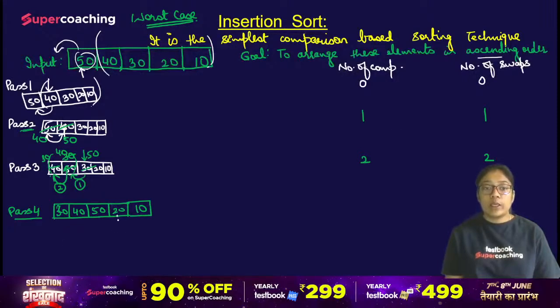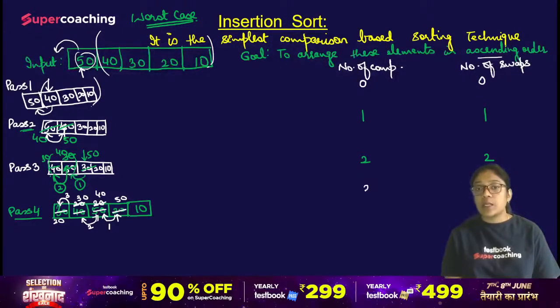Fourth element is 20. 20 will be compared with 50, since 20 is smaller than 50, the first swap will take place. Here we'll get 50 and here we'll get 20. Now 20 will be compared with 40, since 20 is smaller, 20 will be swapped with 40. This is the second swap. Now 20 will be compared with 30. Since 20 is smaller, we'll swap 20 and 30. And this is the third swap. So in pass 4, three comparisons and three swaps are taking place.